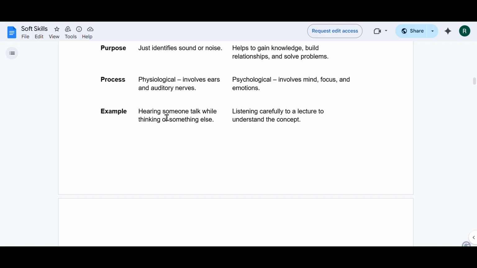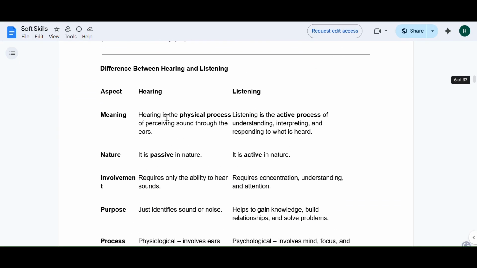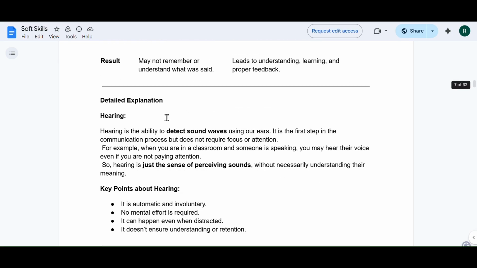Listening means listening carefully to someone who is telling, like teachers or YouTube channels. Or we could say listening to music. When we listen to music, we listen carefully and sing along. So this is also an example of listening. All these are differences between hearing and listening.